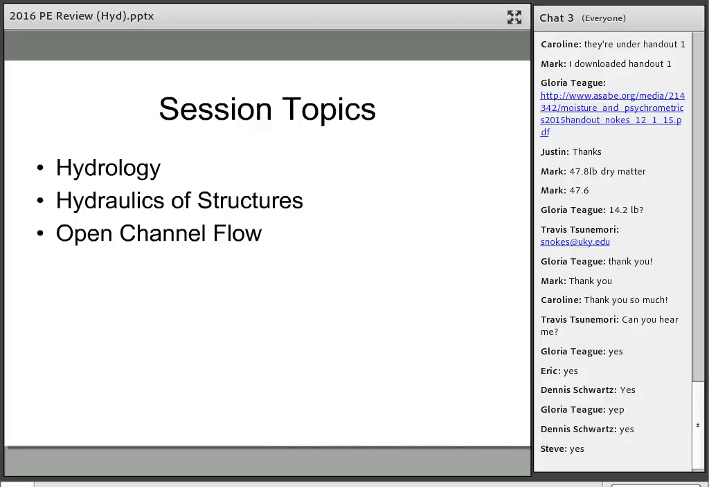So in this session we're going to start with an overview of hydrology. Hydraulics of structures will follow after that, and then open channel flow. Now, I would think if those in the audience have an ag engineering degree, some of what I'm going to cover would have been covered within Ag classes, and some would have been covered within civil engineering classes.